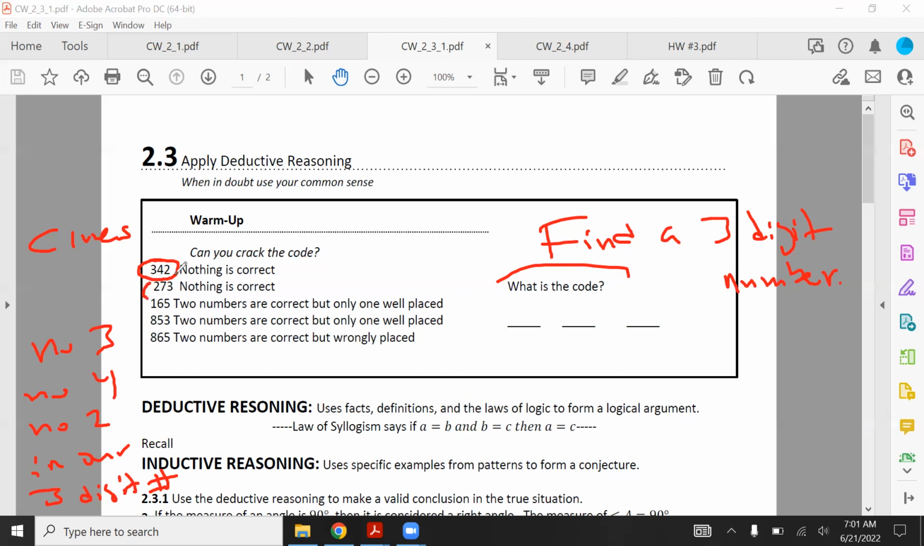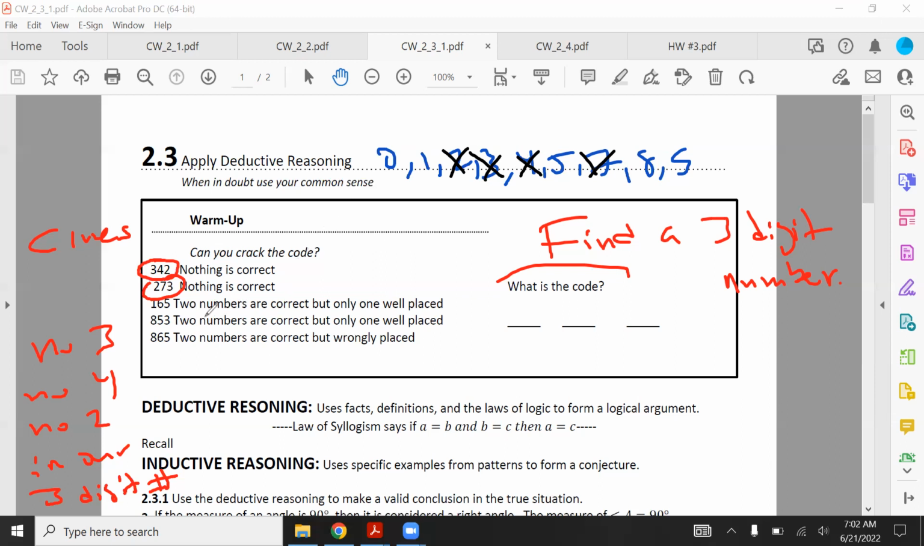Likewise to 2, 7, 3. So remember, we have 10 digits that we could use: 0, 1, 2, 3, 4, 5, 6, 7, 8, 9. And there's no 2, there's no 3, there's no 4, and there's no 7. So those 4 digits are out.